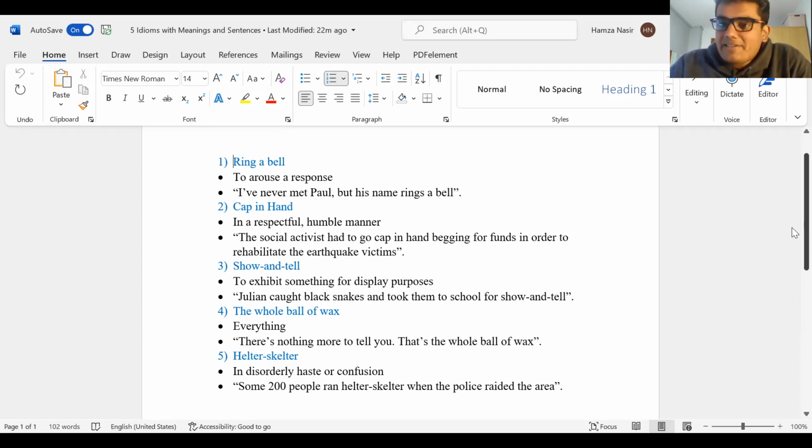Number 5, helter-skelter. Helter-skelter basically means in disorderly haste or confusion. Some 200 people ran helter-skelter randomly in different areas, right, when the police raided the locality.